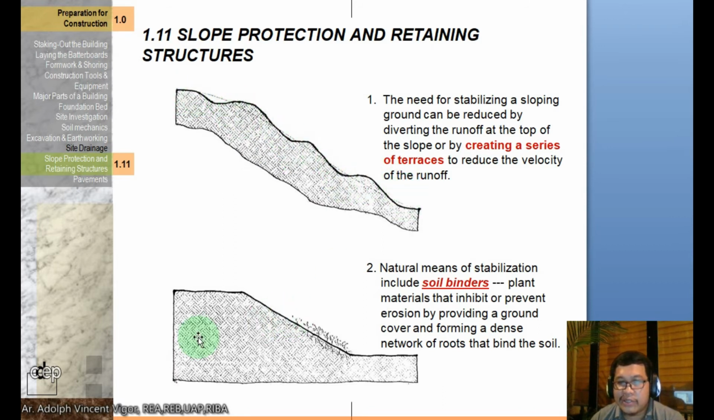Or the natural means of stabilization, which includes soil binders, plant material that inhibit or prevent erosion by providing a ground cover and forming a dense network of roots that bind the soil. So I think a good example of that class is the vetiver grass, because it's a type of grass that is used in soil protection, because its root system, as far as I can remember, can reach up to 3 meters, which can make the soil compact.